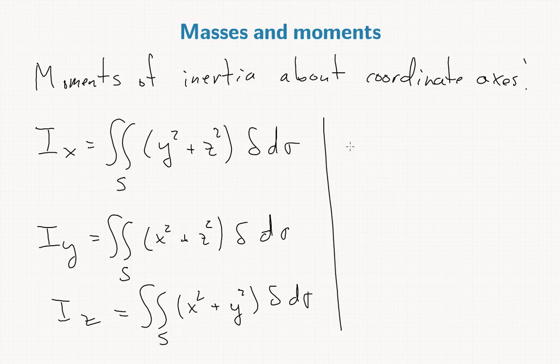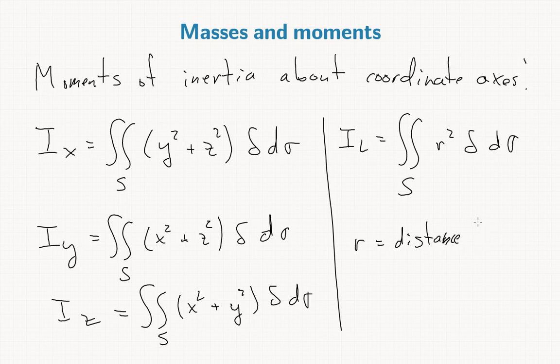And in general, for any line, you could define the inertia with respect to L as the integral over S of R squared delta d sigma, where R is the distance from the point x, y, z to the line L. So when L is the x-axis or the y-axis or the z-axis, that becomes these formulas here.